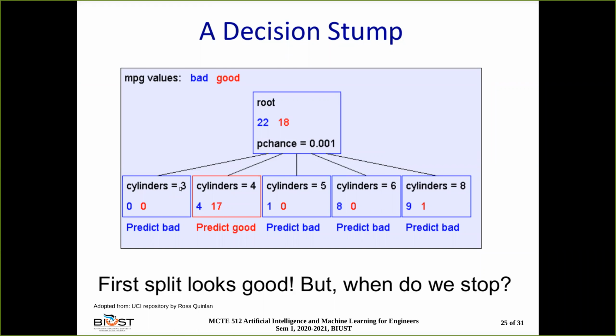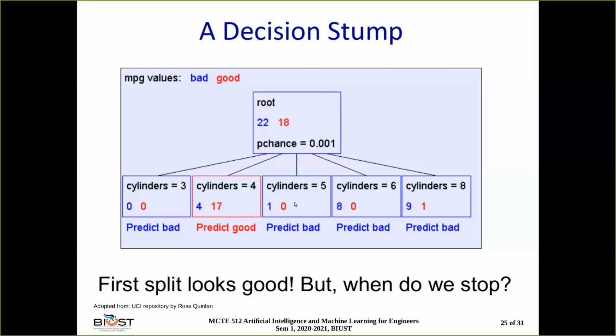So in this case, cylinder 3, 4, 5, 6, and 8. And in this case, we predict bad. Well, it's actually with no prediction, I mean nothing, because there's no yes or no decision, or good or bad decision, because both of them are 0. So in this case here, it predicts bad because there's always a 1.